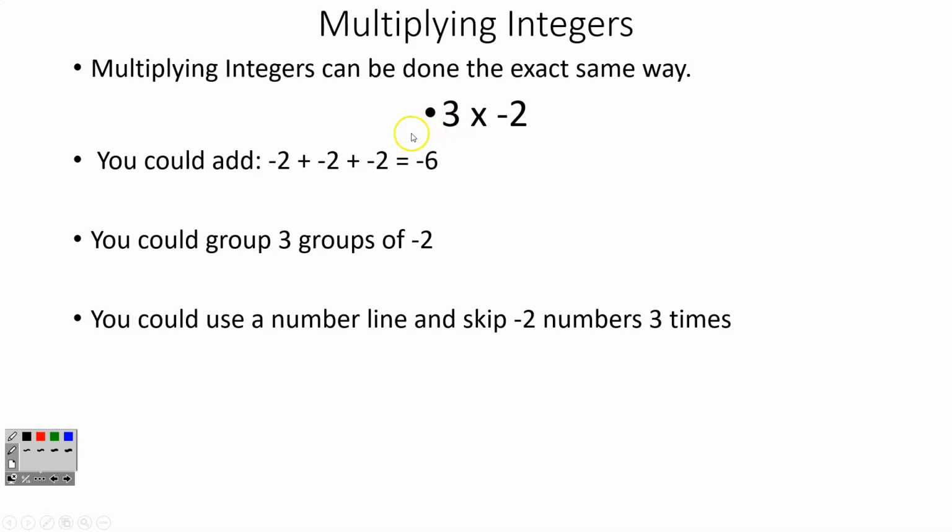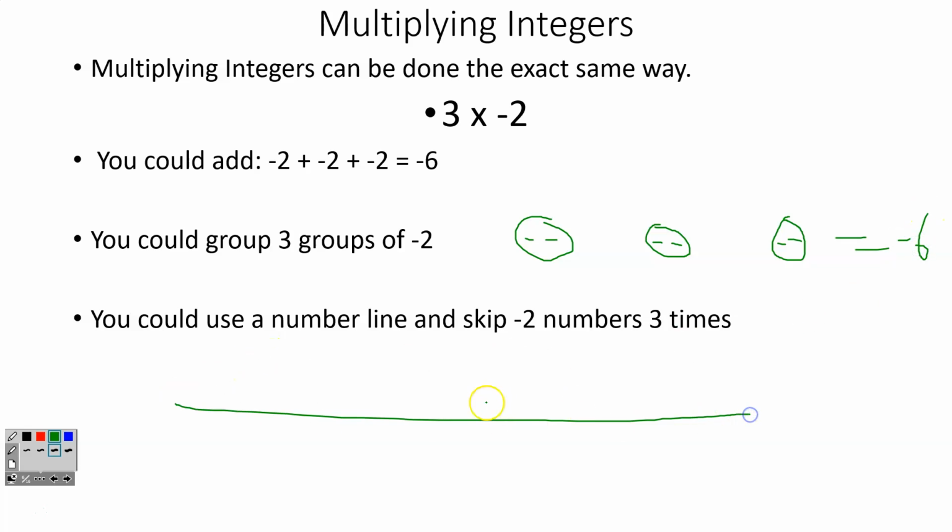So if I have a problem of 3 times a negative 2, that's just like saying I'm going to add negative 2 three times. Negative 2 plus negative 2 plus negative 2 equals a negative 6. I could group 3 groups of negative 2. So 1, 2, 3. I'm going to put 2 negatives in each one. And then that's going to give me a total of 6 negatives.